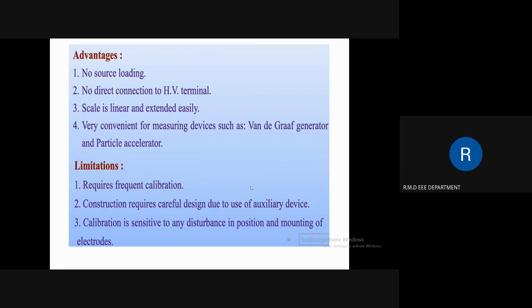Now the limitations: it needs to be calibrated, and the construction should be carefully done. Any disturbances due to positioning and mounting of the electrodes make the calibration invalid, so it should be properly fixed.